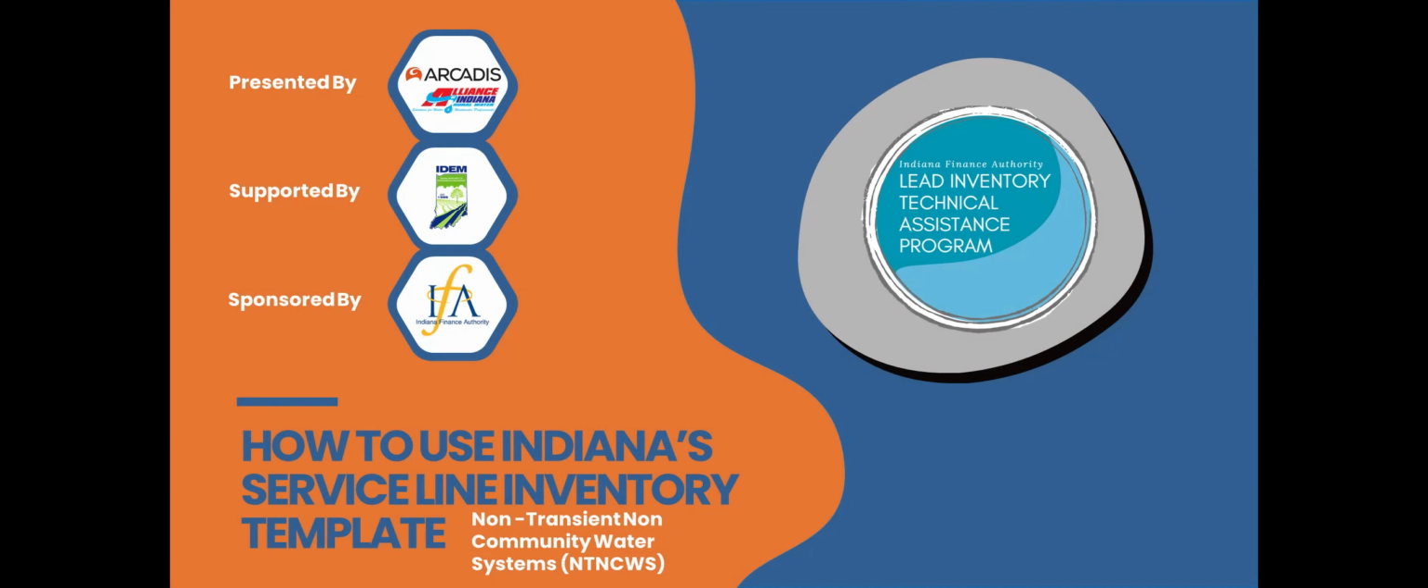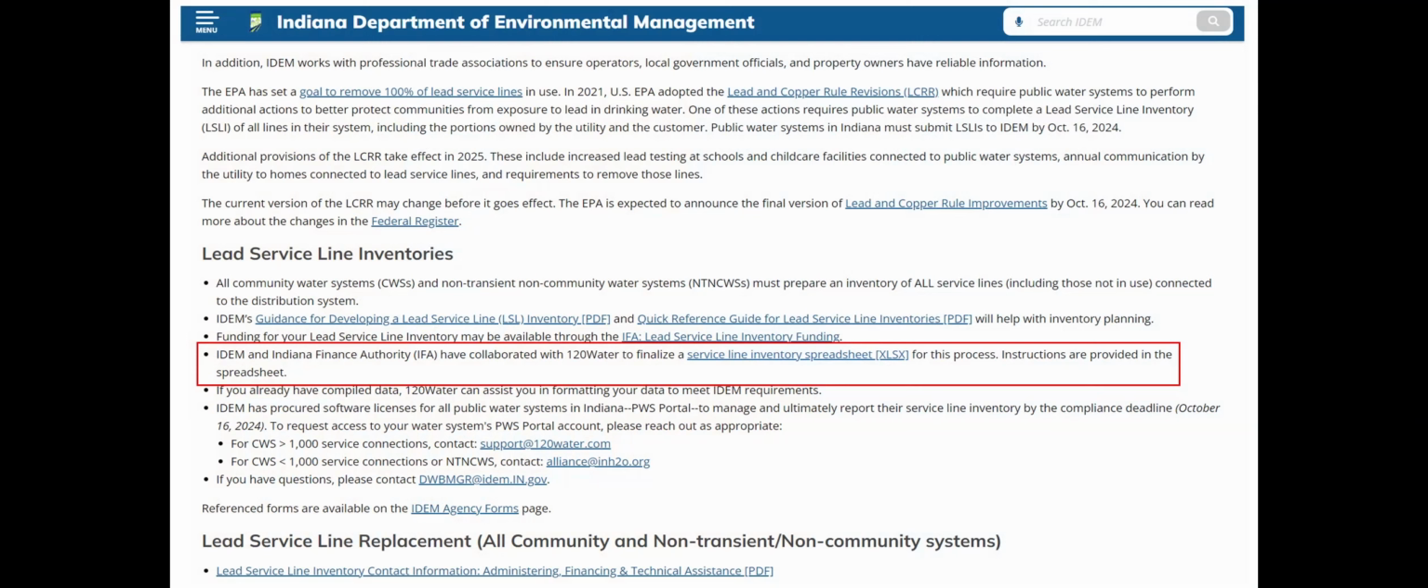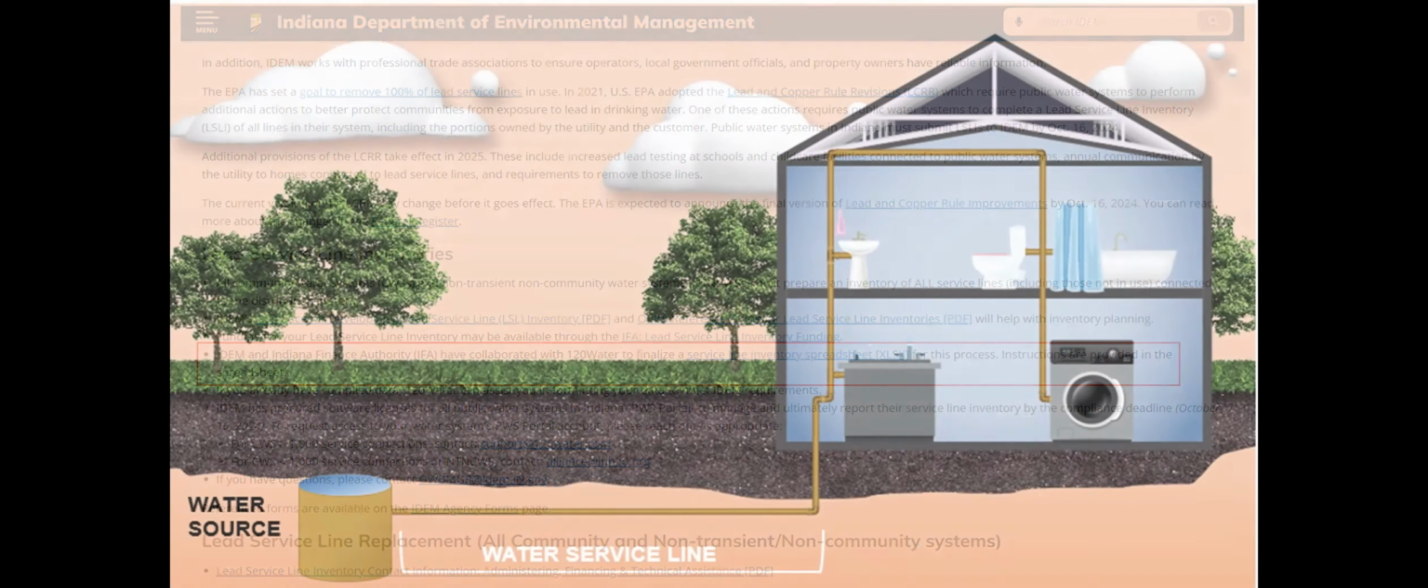Welcome to the instructional video on completing the IDEM lead service line template for the non-transient, non-community water systems, or NTNCWS. This template can be downloaded from the IDEM website. Before jumping into the template, let's talk about the essential component of the water systems.